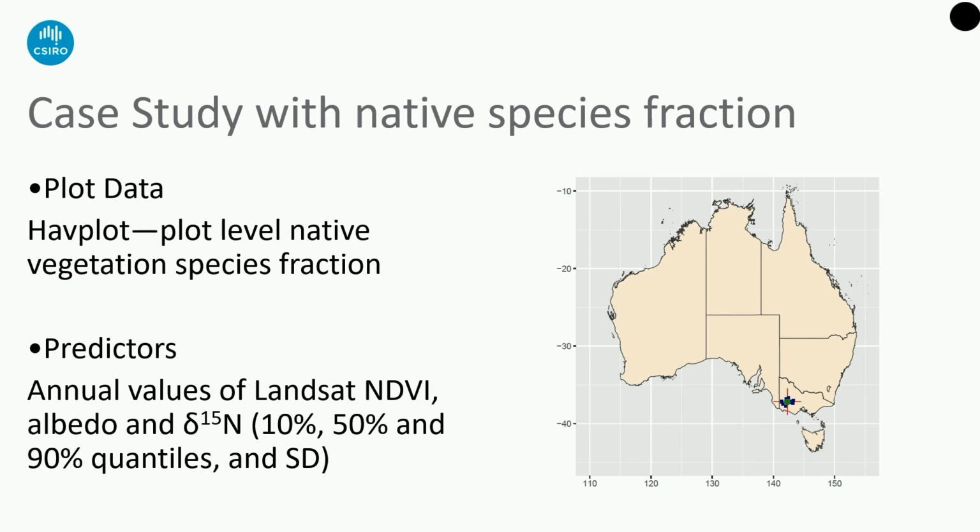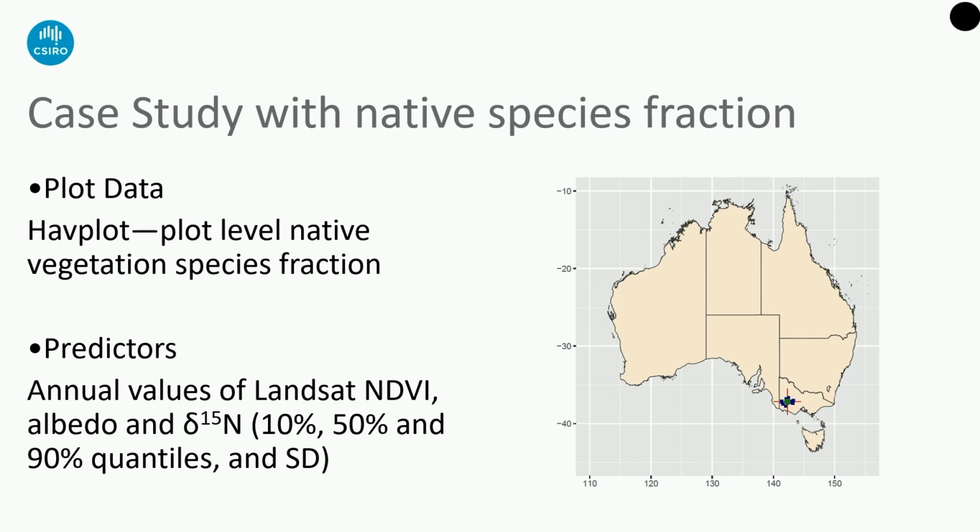Okay, I'll go through this framework with a case study of Australia. The dataset I'm choosing is HALF plot, which is plot-level native vegetation species fraction. And then the predictors I'm using are from Landsat. I have NDVI, albedo, and delta 15N, as well as their variation. Now, NDVI and albedo probably make sense directly. This delta 15N value is something I developed as a predictor of the nitrogen cycle, which kind of indicates what kind of vegetation there is in the ecosystem.